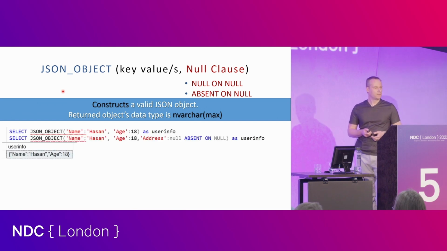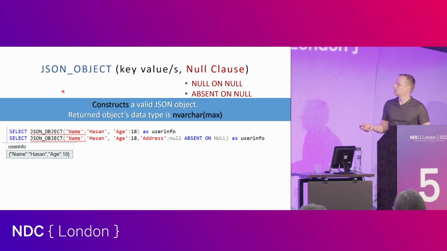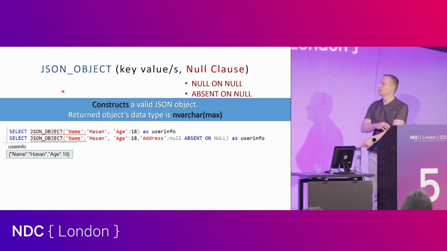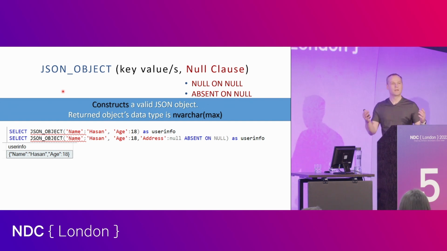So in here, for example, we are creating a JSON document. Name is Hasan, age is 18. As you can see, it just returns the JSON document here. And my address is null here. Since it's ABSENT ON NULL, address gets disappeared. So that is kind of important. You need to know that parameter and use it well if you don't want to have any surprises.